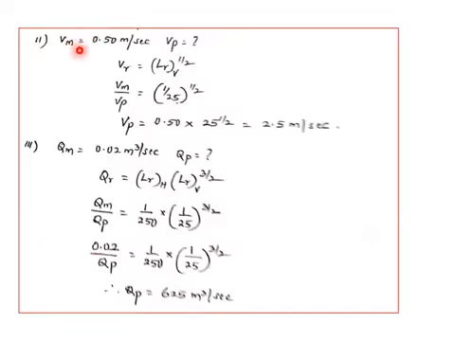Similarly, the velocity in the model is 0.5 meter per second. So we are using VR, which is not LR to the power of half, but LRV to the power of half. So the velocity in the prototype can be determined, which is 2.5 meter per second.